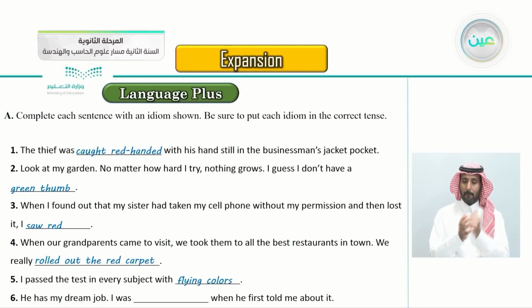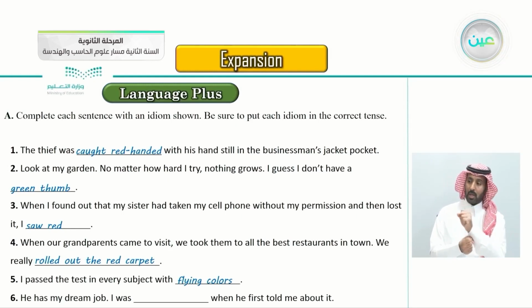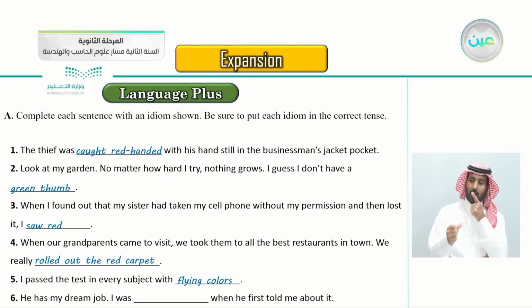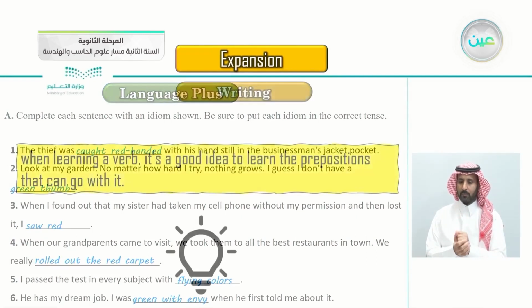Number six: he has my dream job. When someone has your dream job, I think this is an easy one. I was blank when he first told me about it. So he has my dream job. I was green with envy when he first told me about it. Very good. Of course, this is an easy exercise.